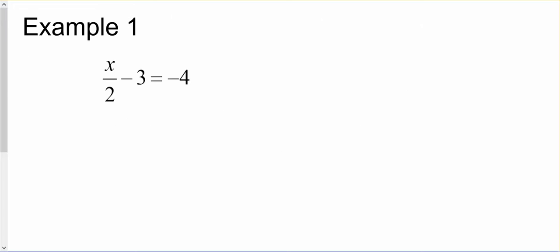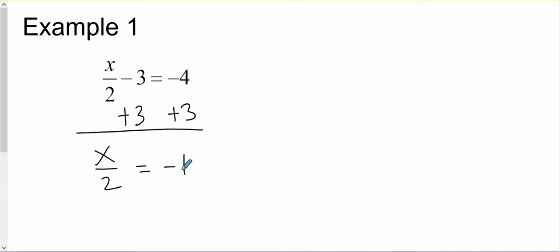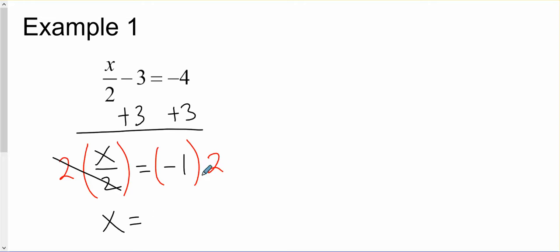So we've got some examples here. So our example, what's happening to our variable? Our variable is being divided by 2 and it's being subtracted by 3. So we're going to work backwards, so I'm going to undo the subtraction first. So I'm going to add 3 to both sides. I still have my variable divided by 2 equals -1 now. What's going to undo dividing by 2? Multiplying by 2. So I multiply both sides by 2. My 2's simplify out. That's what I want to have happen. And 2 times -1 is -2.